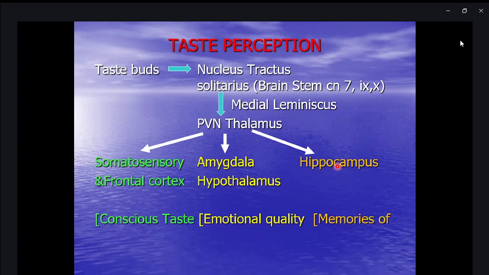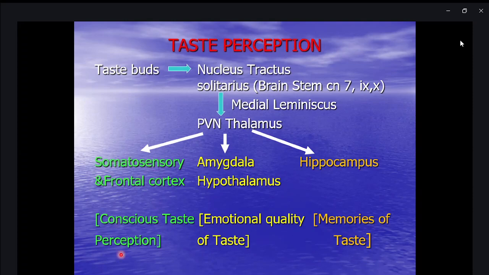What are these parts responsible for? The amygdala and the hypothalamus are mainly for the emotional quality of taste. The somatosensory cortex, and also part of the frontal cortex, this is conscious taste sensation. You are conscious of the taste. And then the hippocampus is for the memories of taste.